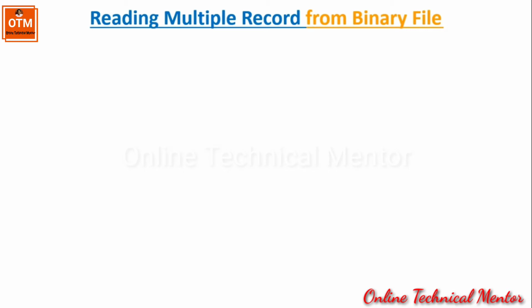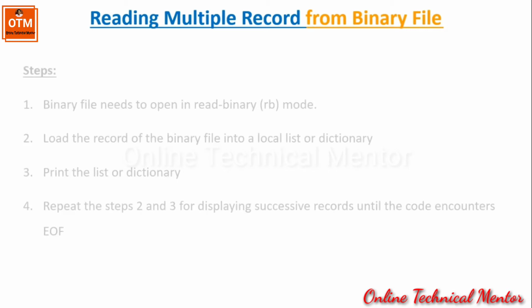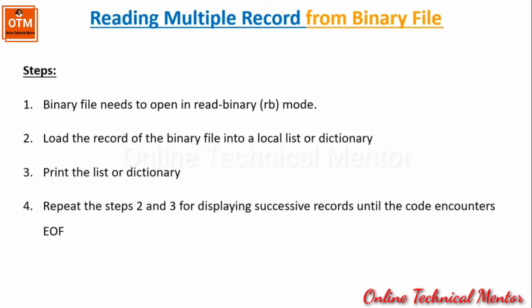Next, reading multiple records from a binary file. So these are the steps for reading multiple records from a binary file. The binary file needs to be opened in read binary mode, that is rb mode. Load the record of the binary file into a local list or dictionary. Print the list or dictionary. Repeat step 2 or 3 for displaying successive records until the code encounters end of file. Let me write down the program first.